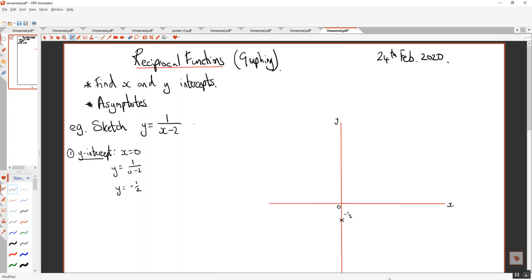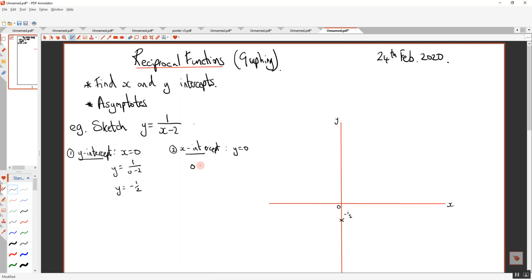So remember, these reciprocal functions are always the same type of shape, but they can be moved over or up or down, okay? So you'll see whenever it's finished how it looks. Our x-intercept. So our x-intercept occurs when y equals 0.